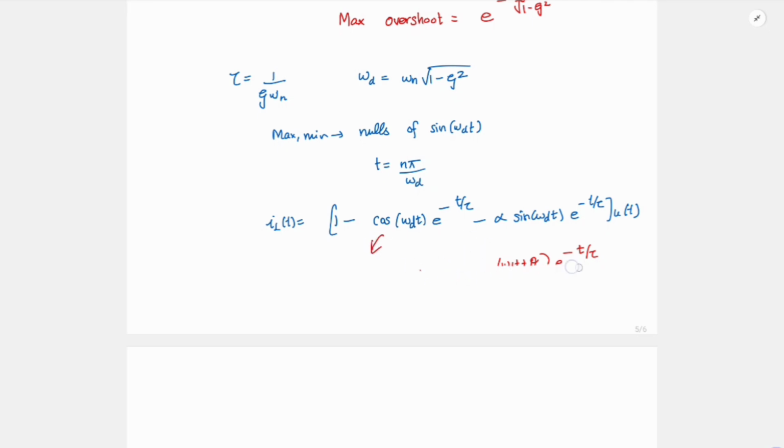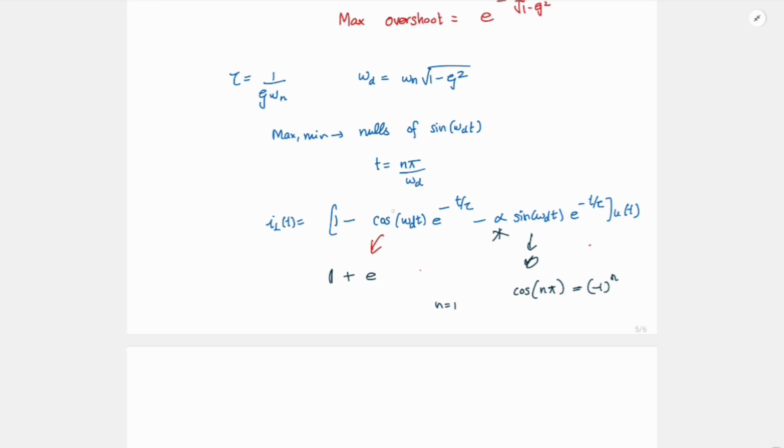So now what happens at our nulls? Your sine term goes to 0, so you needn't worry about the other factor. And what happens to your cos? If you see cos omega d t, your t is equal to n pi by omega d, so you will get cos n pi, which is going to be minus 1 whole power n. For odd values, which are the peaks, it will be 1 plus, and for even values, the minima, it will be 1 minus. So here we want 1 plus for n equal to 1.